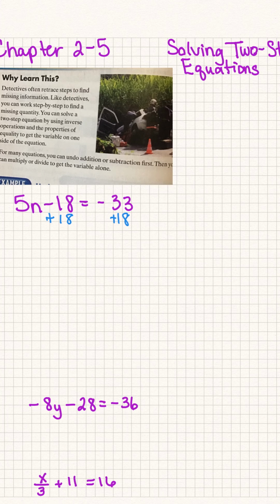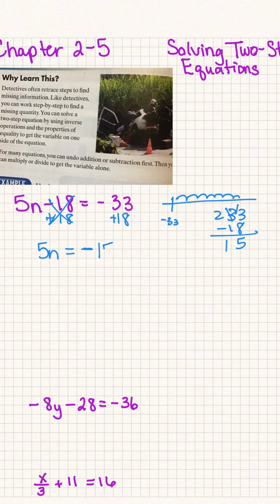So this is going to equal 0, and we're left with 5n. Now here we are on our number line. Here's negative 33, and we're adding 18 to it. It's going to be a negative number because 33 is a bigger number than 18, but we're moving in the positive direction. So it's the same thing as subtracting them. 33 minus 18 is going to be 15, so we're at negative 15.